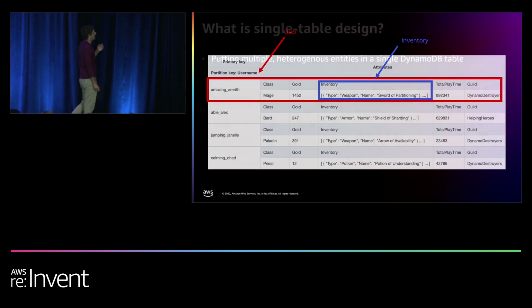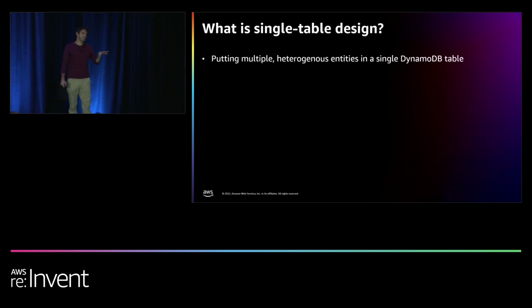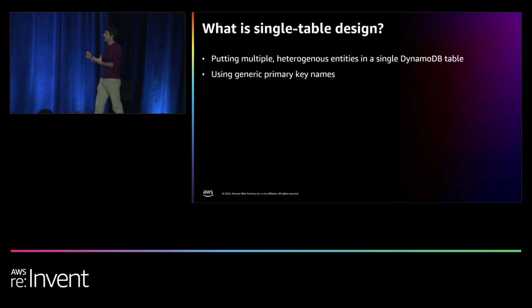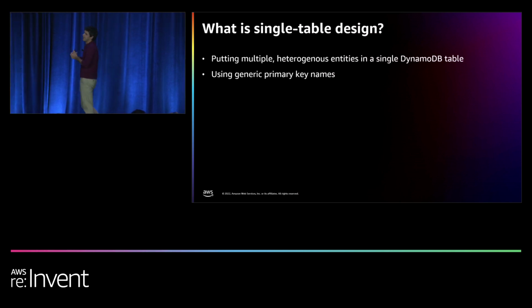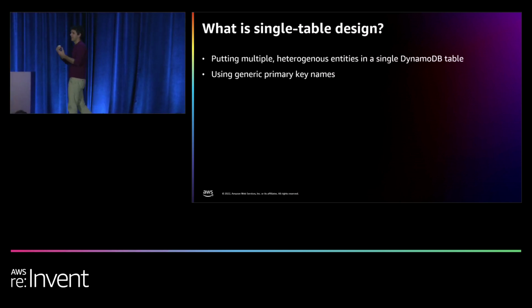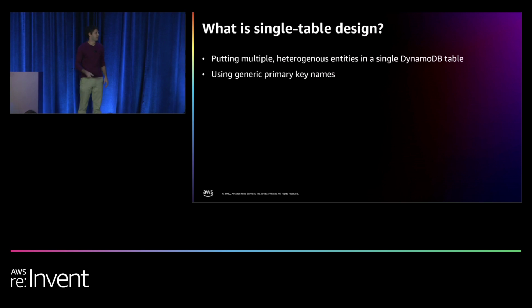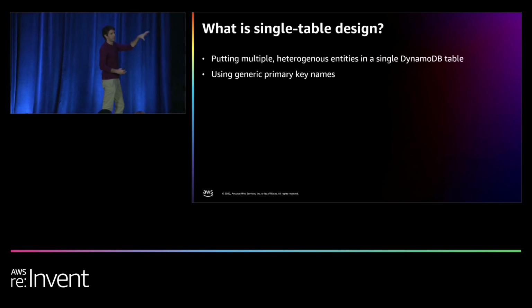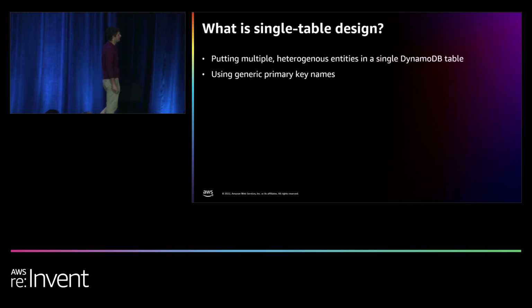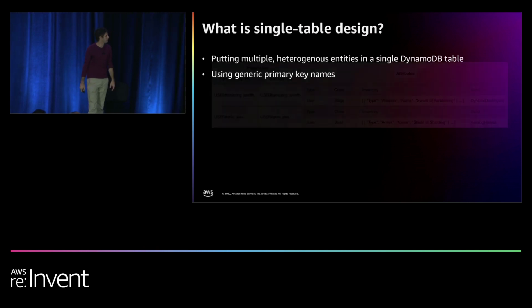I'd say not really. In addition to putting multiple different entities in a single table, I think single table design is you're also using generic primary key names. Rather than having specific names like username or quest ID for your primary key, you have more generic names. So I want to walk through how we'd combine our users table and our quest table into a single DynamoDB table. Let's start off with some users.